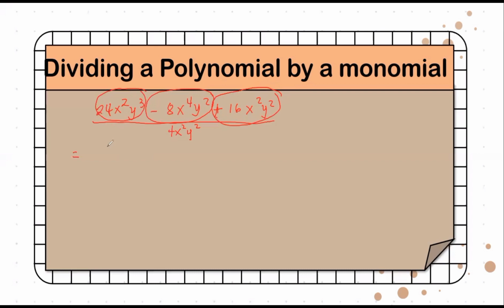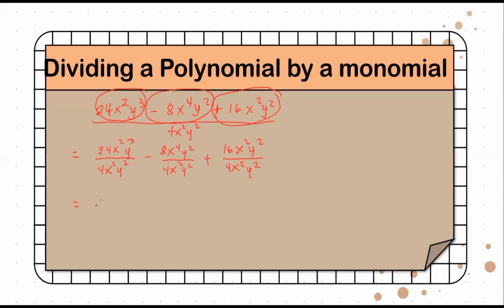So we have now 24x squared y cubed divided by 4x squared y squared, minus 8x raised to 4 y squared over 4x squared y squared, plus 16x squared y squared divided by 4x squared y squared. Okay, then after that, we are now ready to divide.